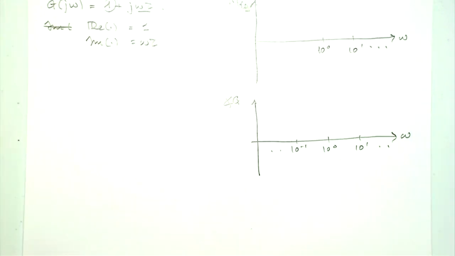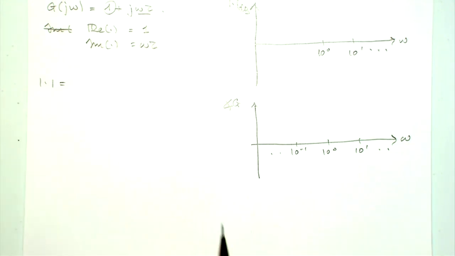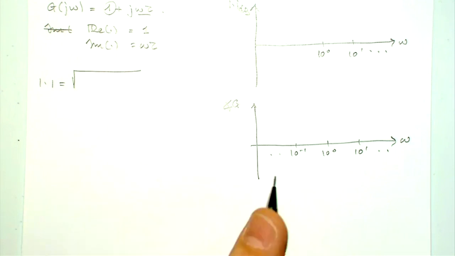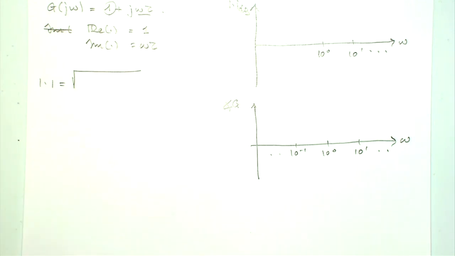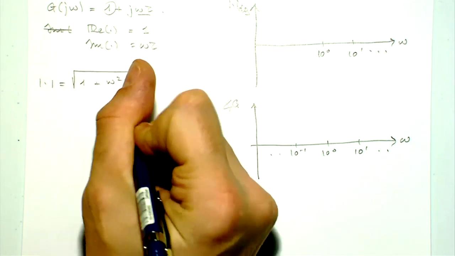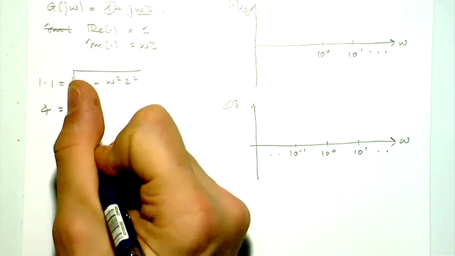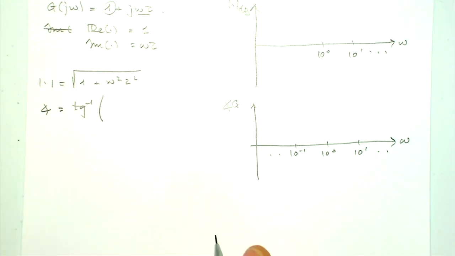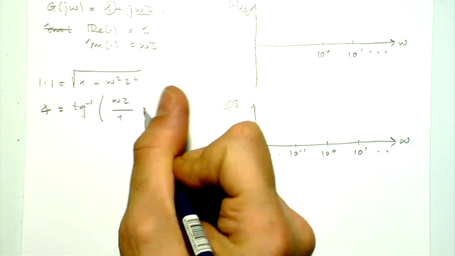Okay, so what do we want to do? We want to look at what the magnitude is, same old game. The magnitude is the square root of the sum of the squares of the real and imaginary parts. So it's 1 squared, which is 1, plus omega squared tau squared. And the phase is instead the arctangent of what? Of the imaginary part, omega tau, over the real part, which is 1.